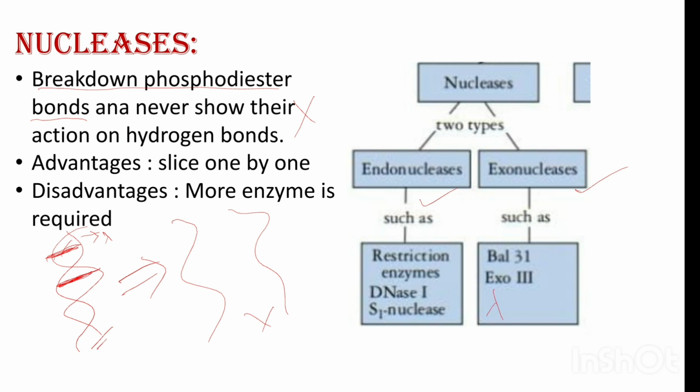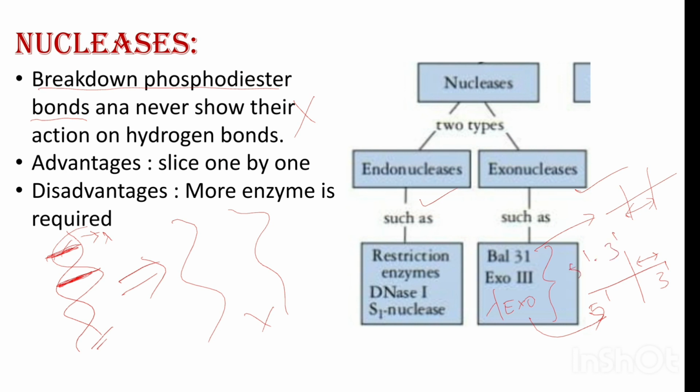And further, these exonucleases are classified into three types: BAL31, EXO3 and lambda EXO. The applications of these three are different. For example, if our gene of interest is located in the middle here, then BAL31 is used. If our gene of interest is located at the end, this is the 5' to 3' direction, and if our gene of interest is located here, then we use lambda EXO because it acts in the 5' to 3' direction.